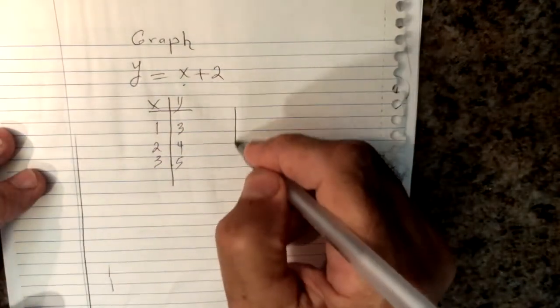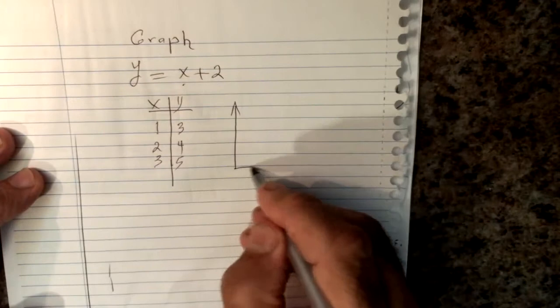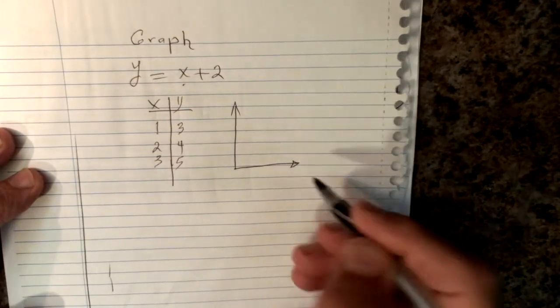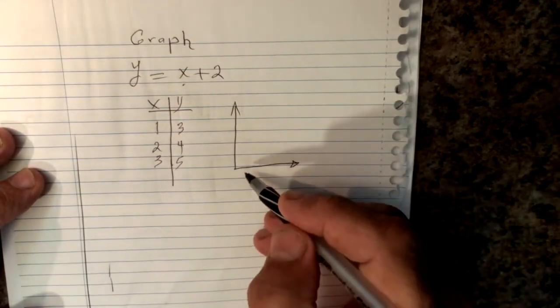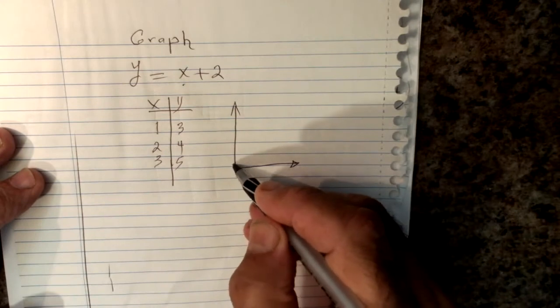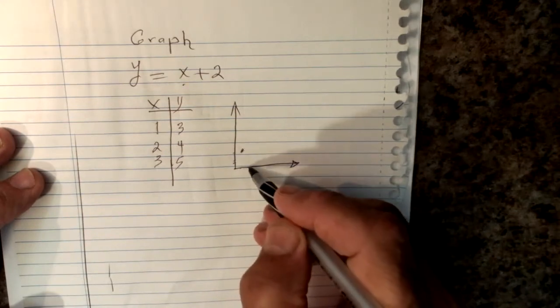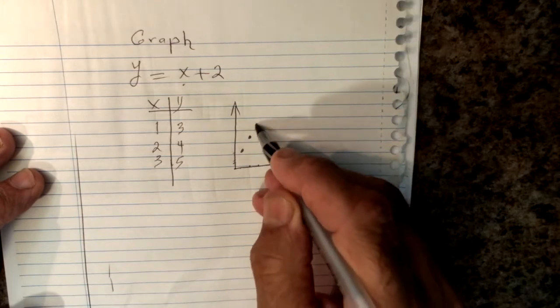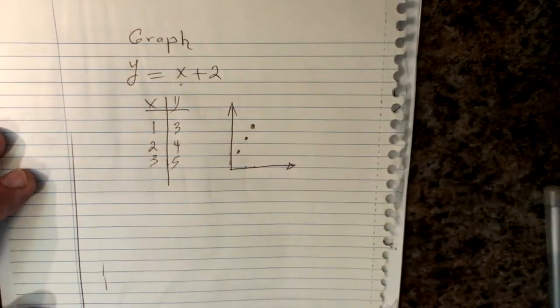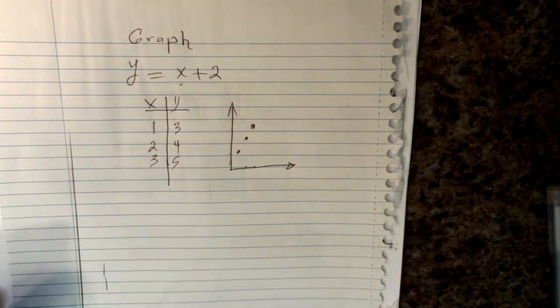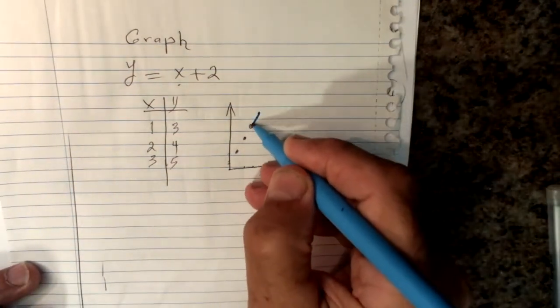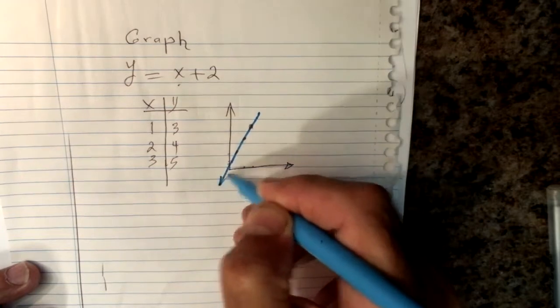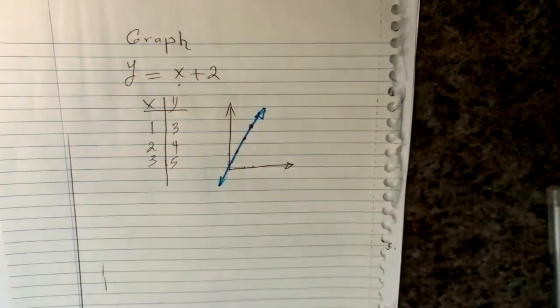And based on that, you plot all the points. Let's say x is 1, y is 3, x is 2, y is 4, x is 3, y is 5. See, 3 points, and when you connect the points, they all lie on a straight line. Okay?